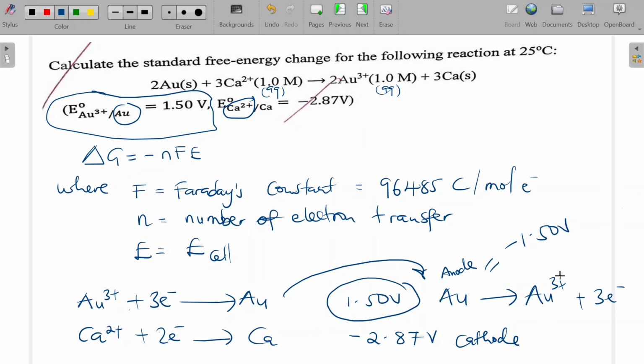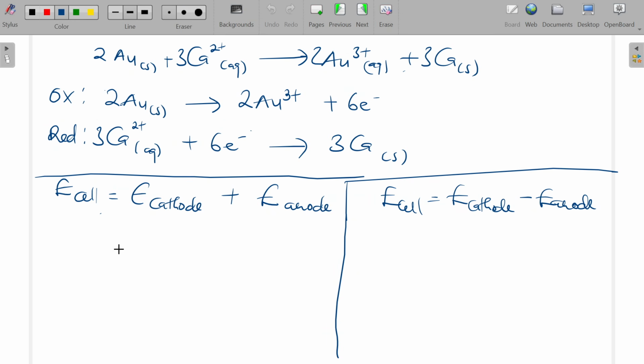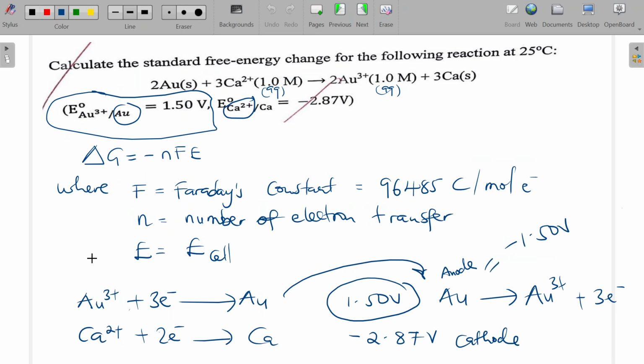So meaning that at the cathode you have negative 2.87 volts. In this case, if I'm using this formula, I'm going to say E cell is equal to the E cathode, negative 2.87 volts, plus the E anode. You've seen that after I've added the plus, this one became negative, so it's going to be negative 1.50 volts.